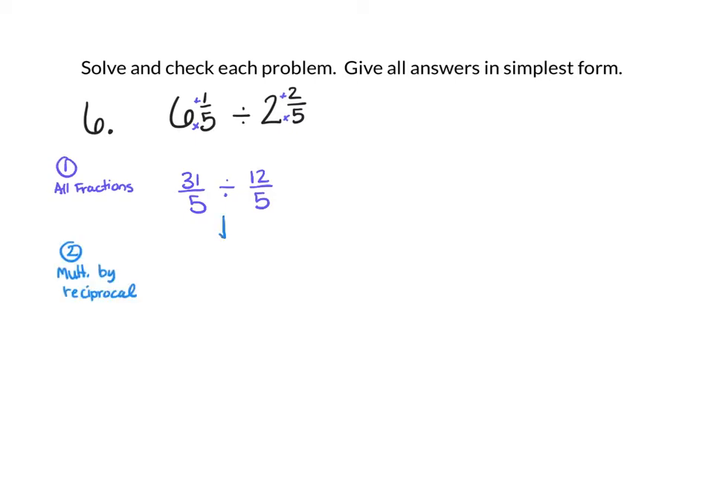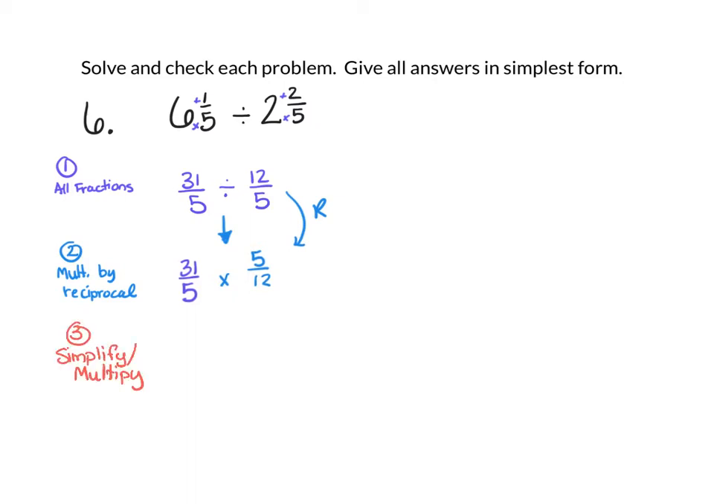Second step is to multiply by the reciprocal. So I'm going to change my division sign to a multiplication sign. And I'm going to find the reciprocal of 12/5, which is 5/12. And then the 31/5 stays the same. My third step is to simplify or reduce by cross-canceling, or you can multiply across first and then reduce.